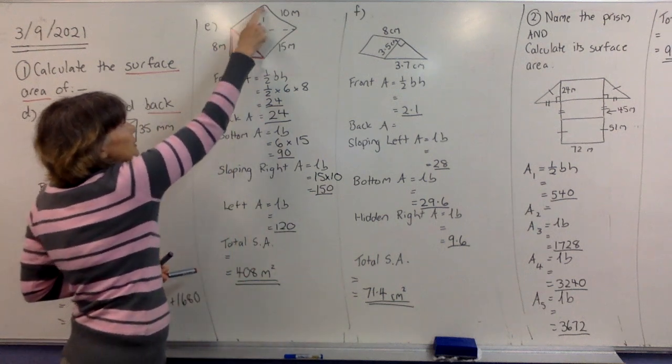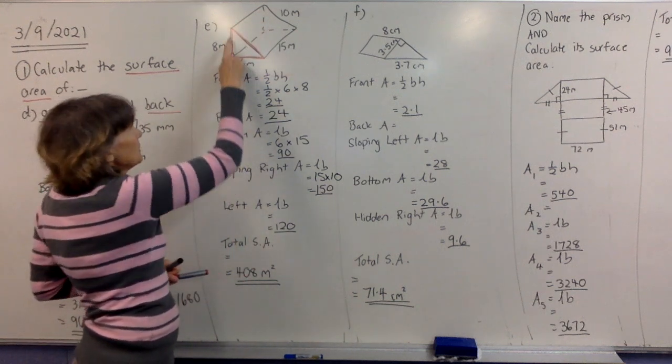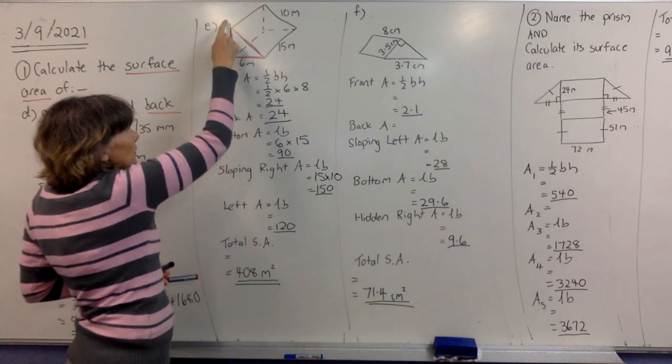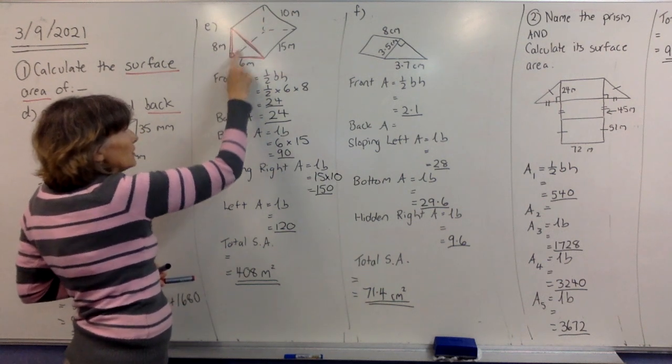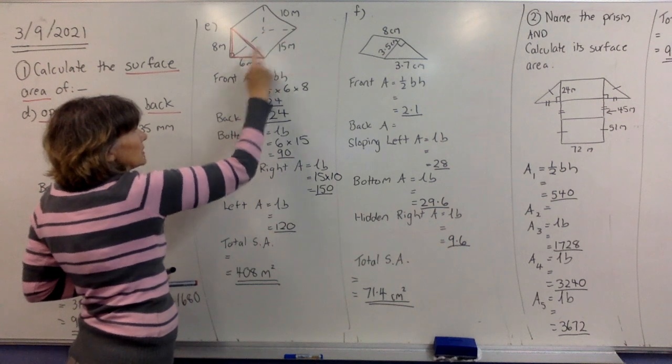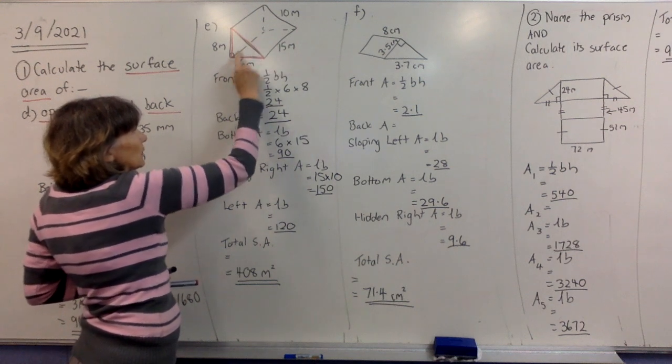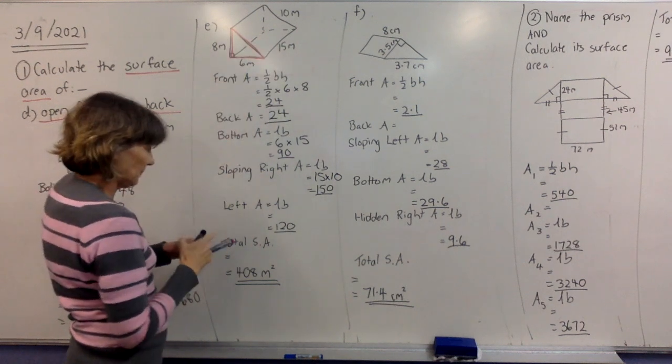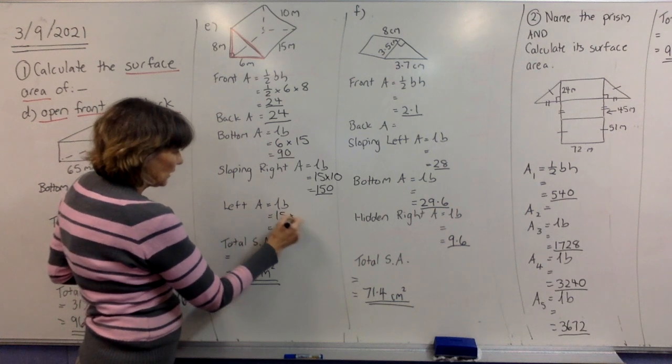And the left is this one over here, the hidden one that it's a bit hard to see. So we've got an 8, and this bit here would be the same as this. So that would be a 15. So we have 15 by 8. And that gives you 120.